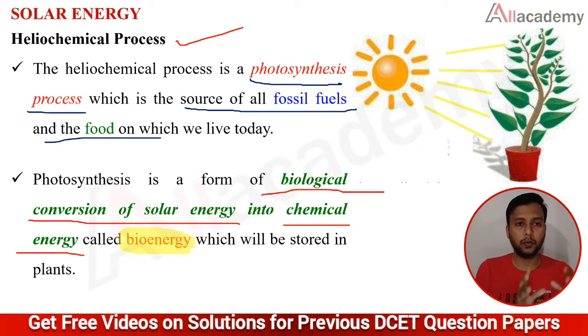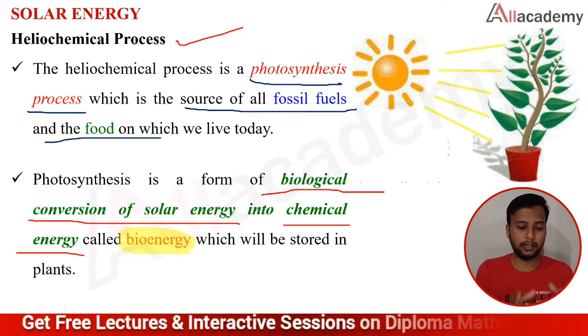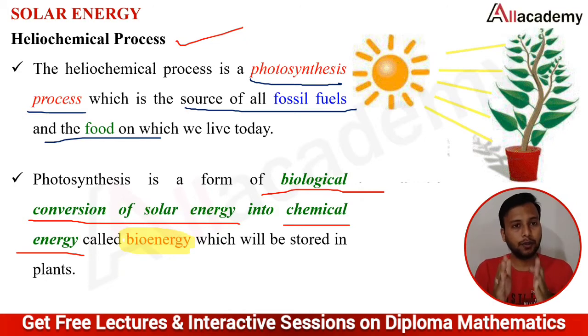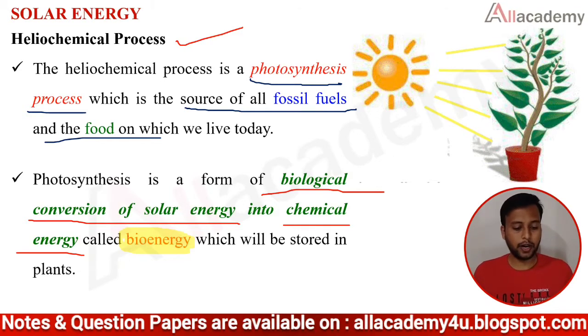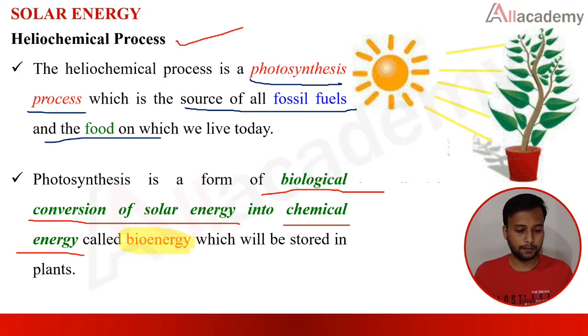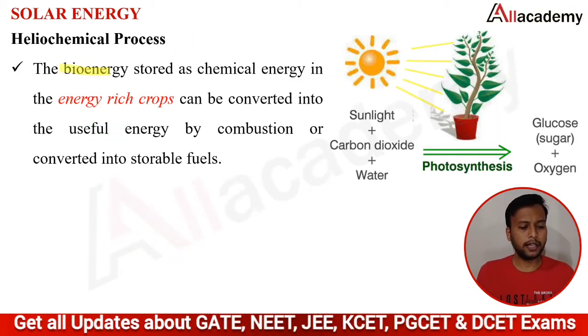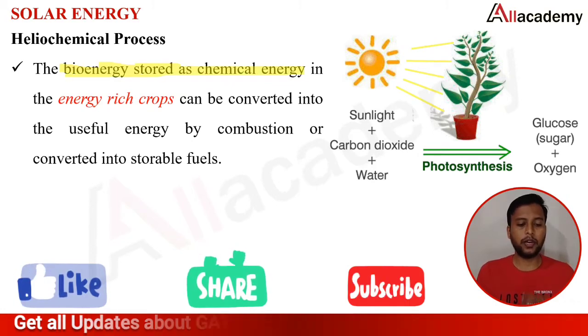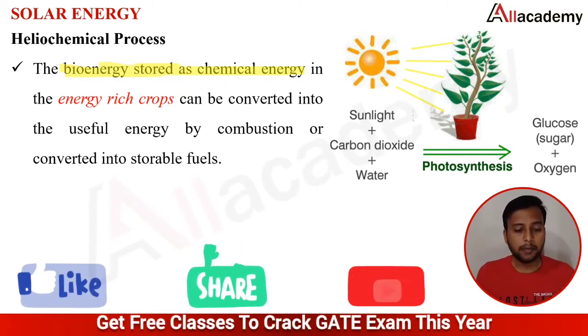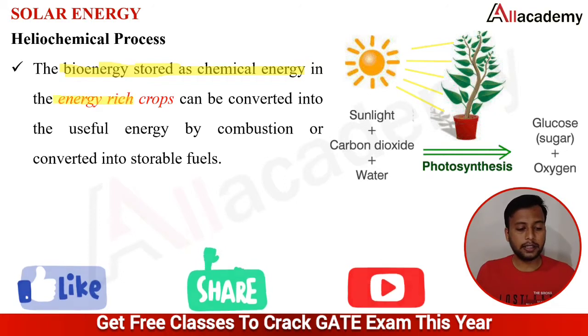So I hope now you got what solar energy is and how this chemical reaction works. The biological conversion of solar energy into chemical energy is called bioenergy, and this bioenergy is stored in the plants. It is stored as chemical energy in the energy rich crops.